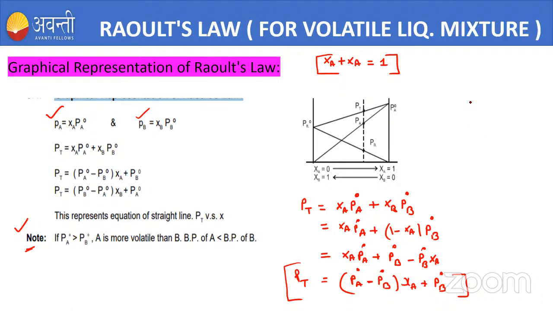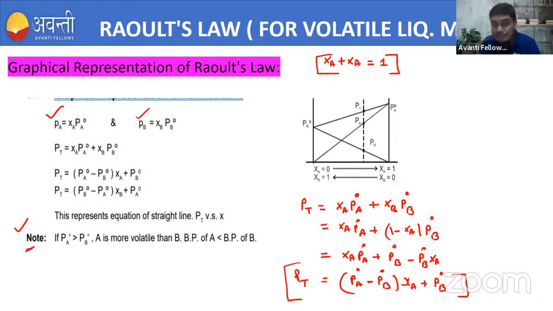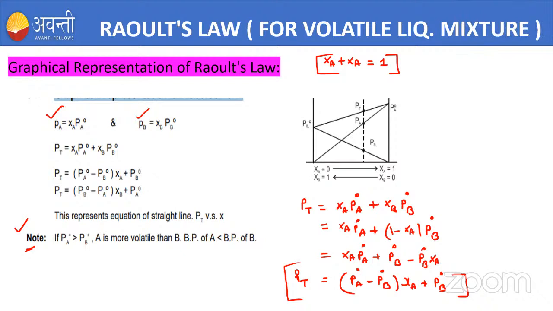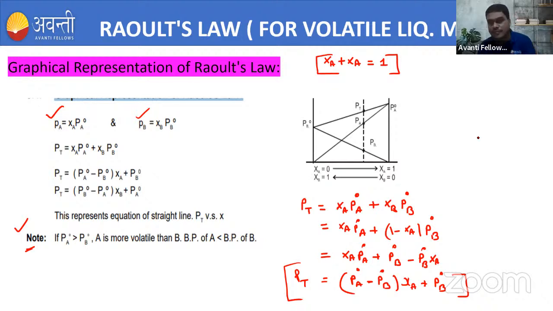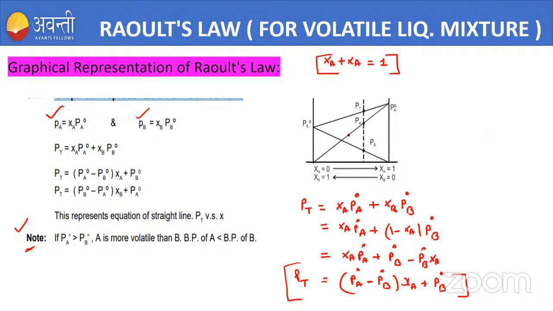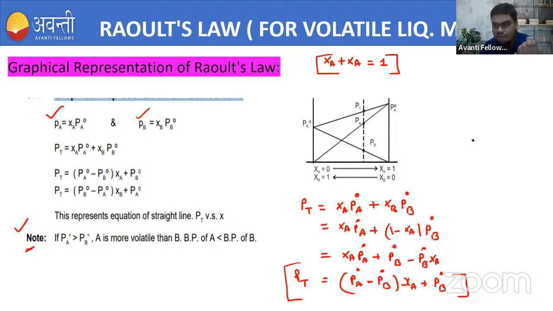Okay. Chalo. So if P naught A is greater than P naught B, A is more volatile than B. Or we say the boiling point of A is less than the boiling point of B, right? So this is how we conclude from this statement. That is, if the vapor pressure of the pure state of A is greater than B, then obviously A has a lesser boiling point as compared to B. So this is very much clear, I hope.